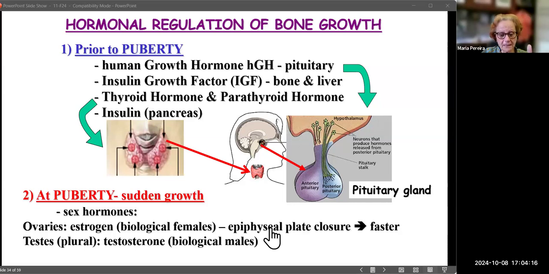So what does that mean? That means the epiphyseal plate will become ossified faster because of estrogen. And that's why biological females sometimes are shorter than biological males, because the testosterone does not have this effect on the epiphyseal plate.